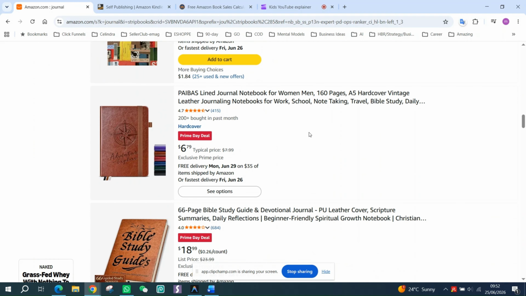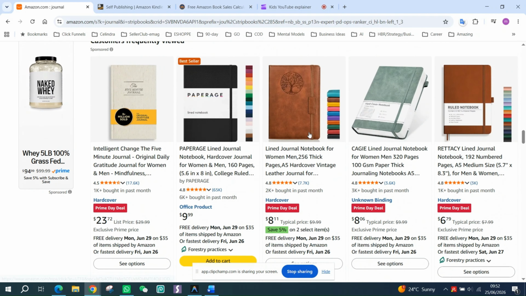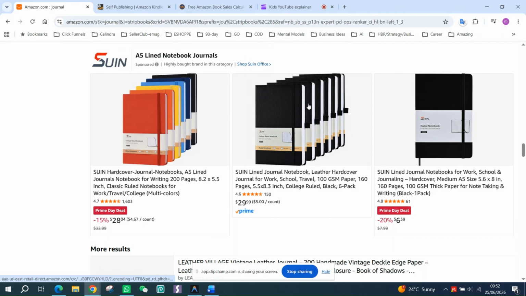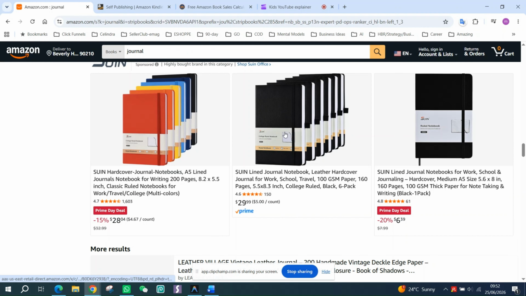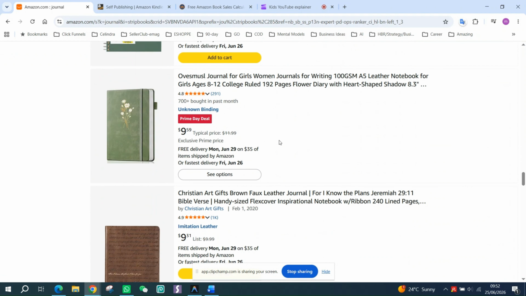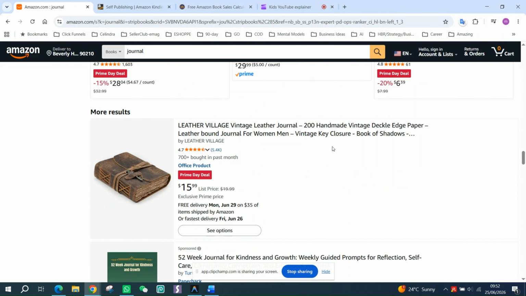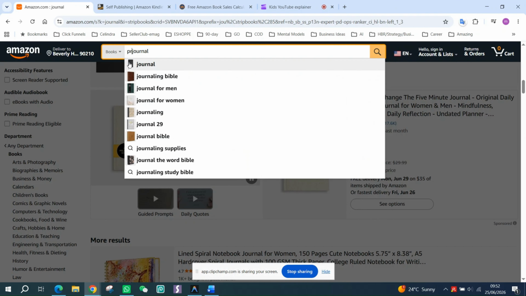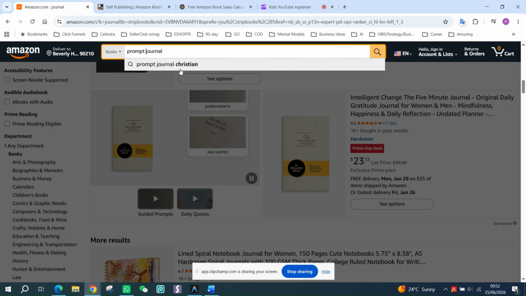But okay, if we look at a journal, you know, this kind of journal, they're simple journals with lines and nothing else. So this is the kind of low content one. But if you look, for instance, for a prompt journal, let's say we do this like this.